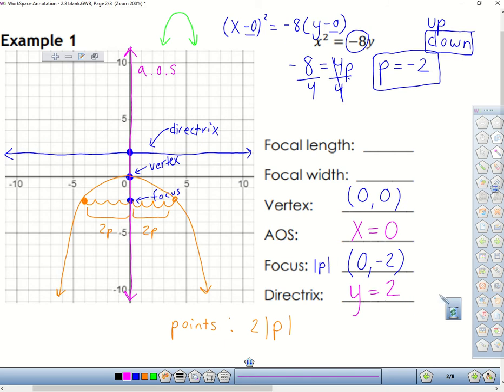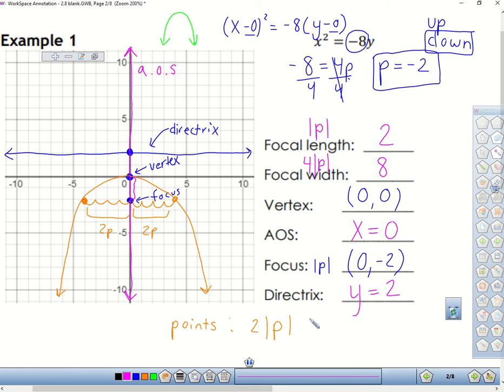Now, to find the focal width and the focal length, I'll explain that procedure. So the focal length is the distance from the vertex to the focus. And how many units is that? 2 units. The focal width is always the distance from the 2 points here. And that's also known as, your focal width is also 4 times the absolute value of P, which in this case is 8. So the focal length is the absolute value of P, which is the distance from the vertex to the focus. The focal width is the absolute value of P times 4.